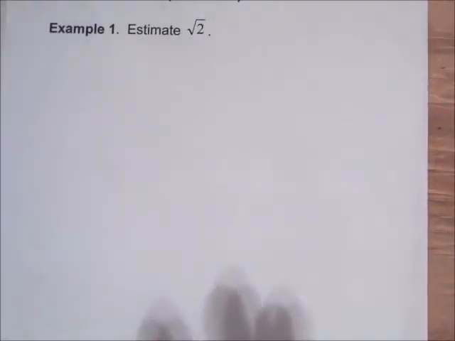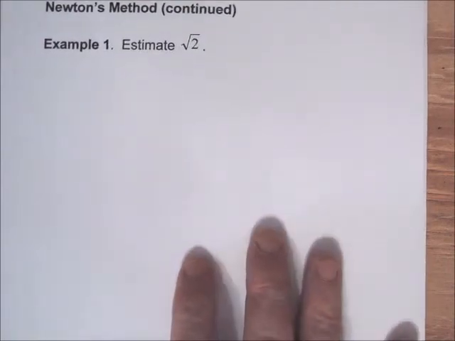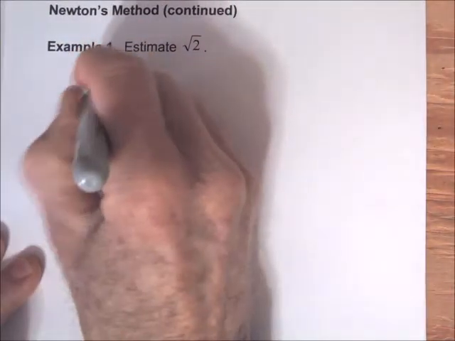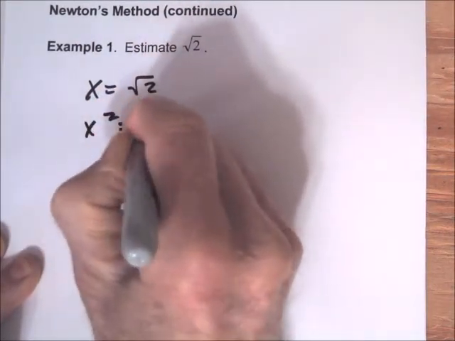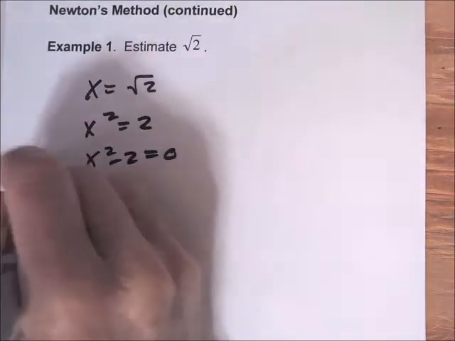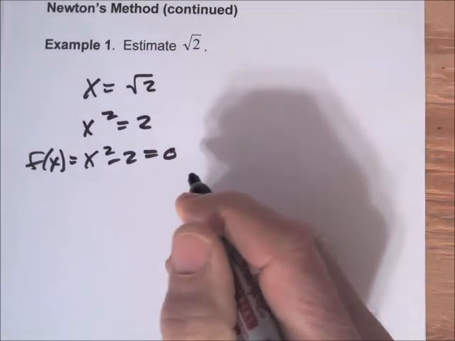This is the square root of 2. Remember, in section 4.2, we used linear approximation to estimate the square root of 3. And it's sort of the same idea here. We want to write x is equal to square root of 2, and then square both sides. x squared is equal to 2, and then subtract 2 from both sides. And so our function is going to be f of x equals x squared minus 2.